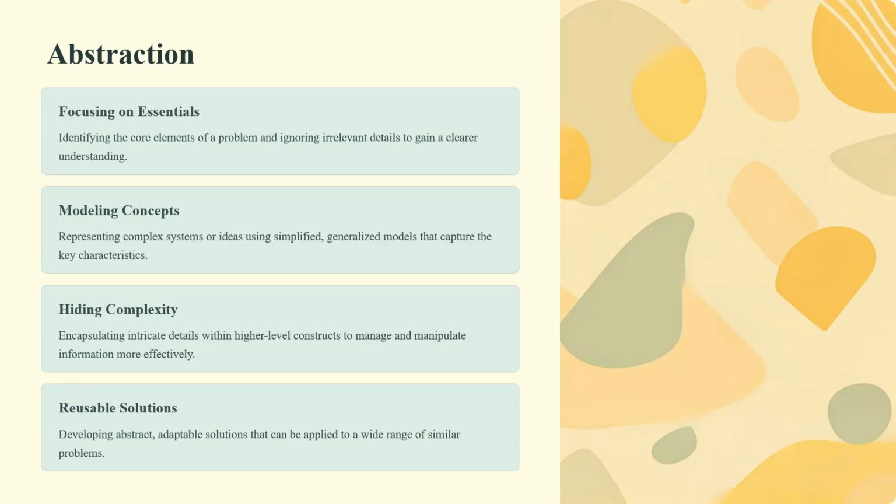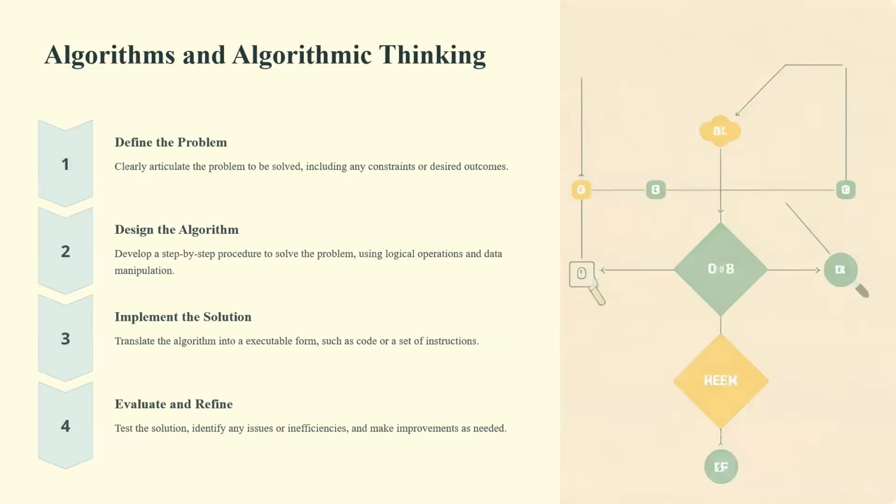Then we have reusable solutions, developing abstract, adaptable solutions that can be applied to a wide range of similar problems. Then the final step is algorithmic thinking. So the first thing is you define the problem.